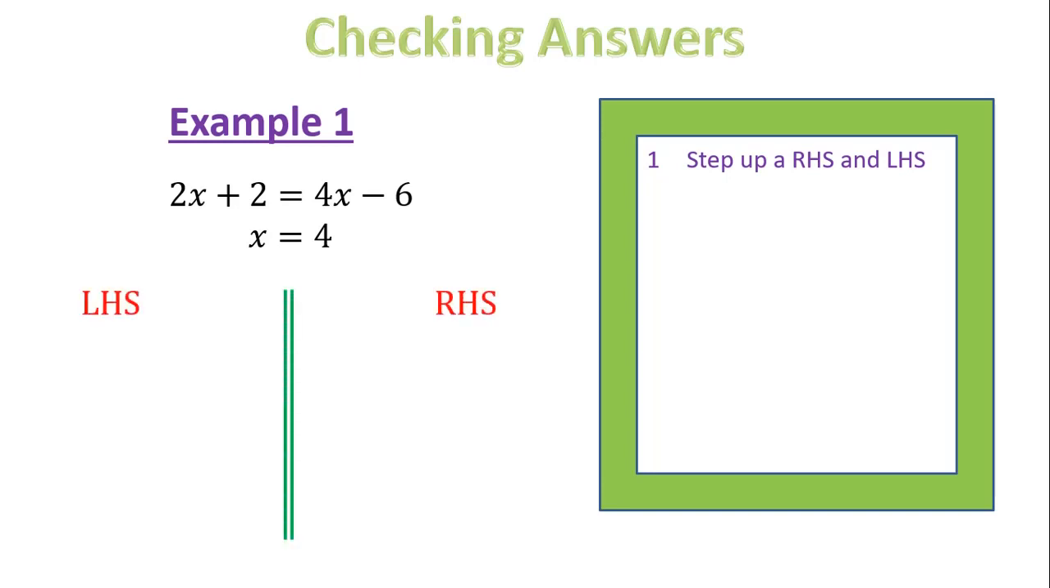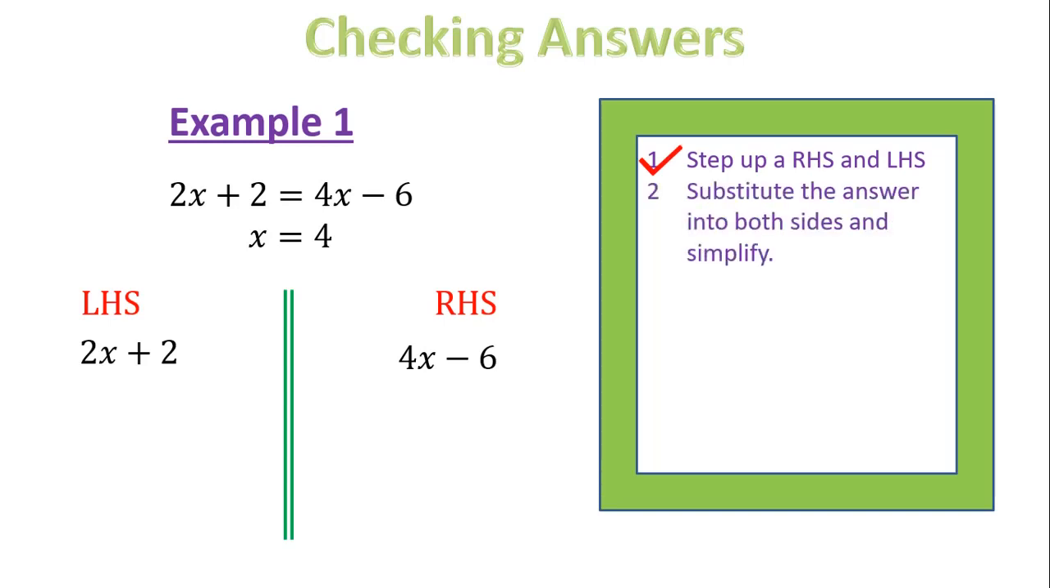And so this is what it looks like. I have a left-hand side and I have a right-hand side. Then I write the left-hand side of the equation, the 2x plus 2, under the left-hand side, and I write 4x minus 6 on the right-hand side. So step 1 is done. I've set up my left-hand side and my right-hand side.